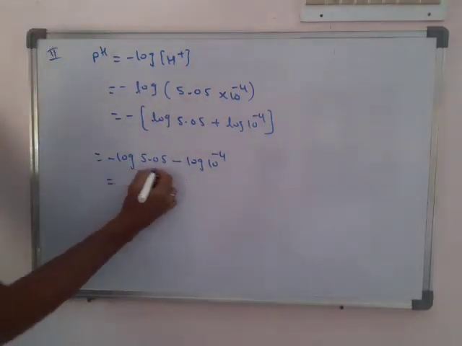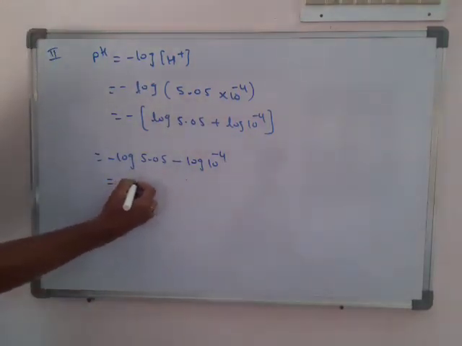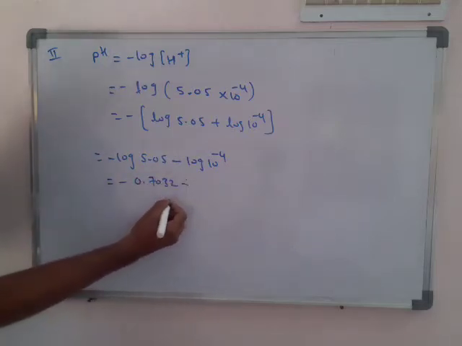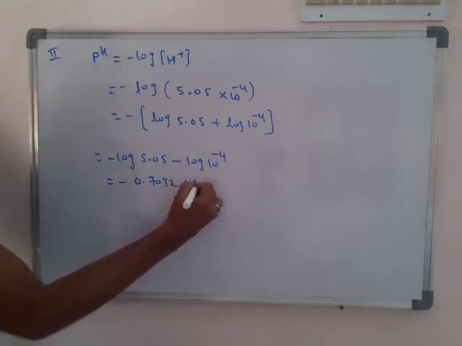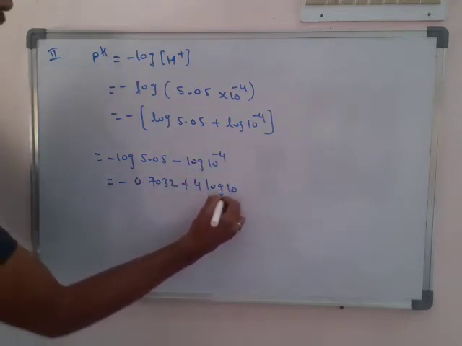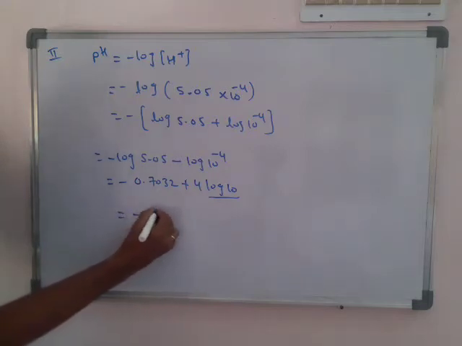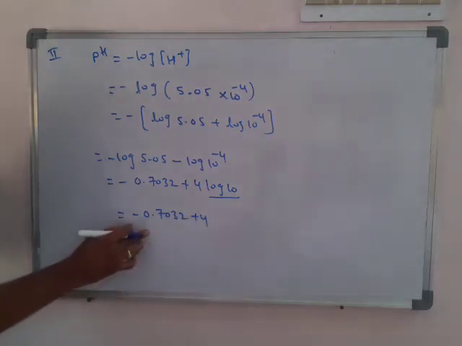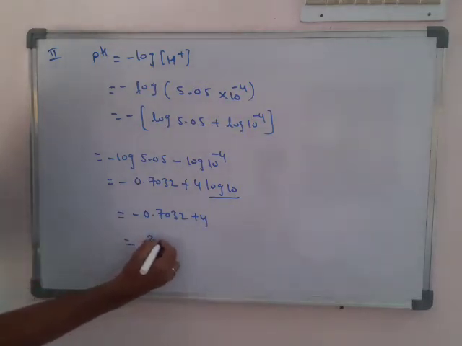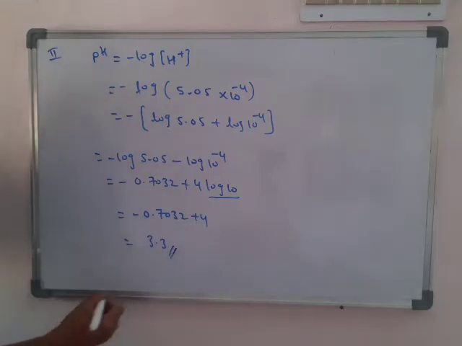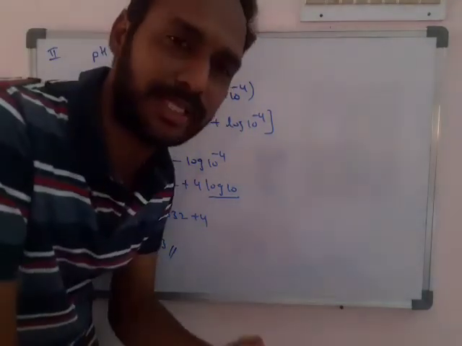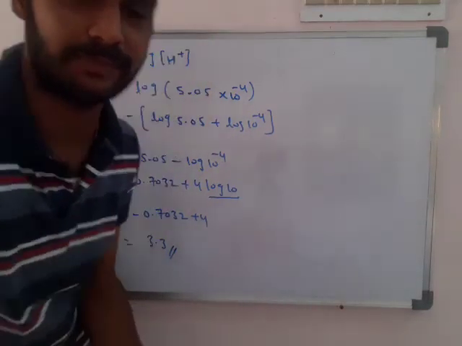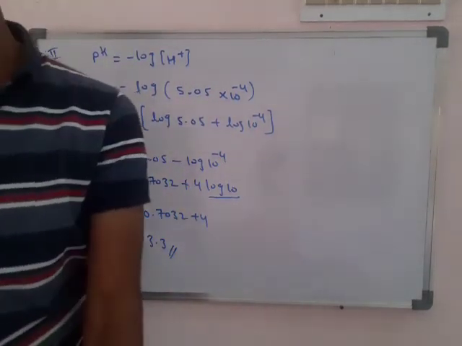The log 5.05 value is approximately 0.7032. The log 10 value is 1, so the second term comes to plus 4. So minus 0.7032 plus 4, and on the subtraction we get approximately 3.3. So this is the pH of the final solution. Both acids are mixed, so the final solution will be acidic. Okay, let's see the next one.